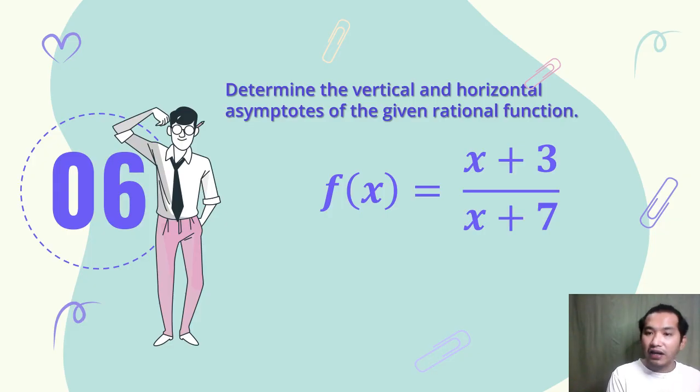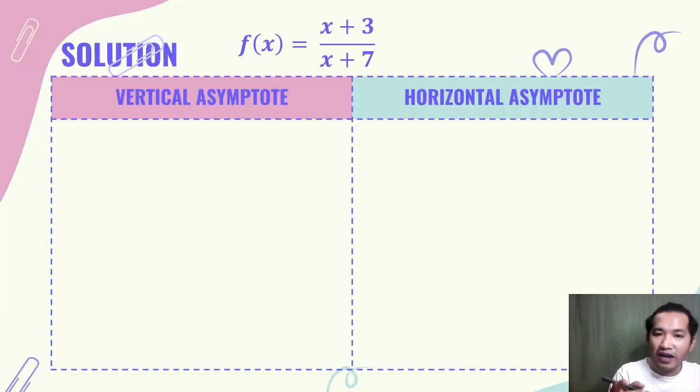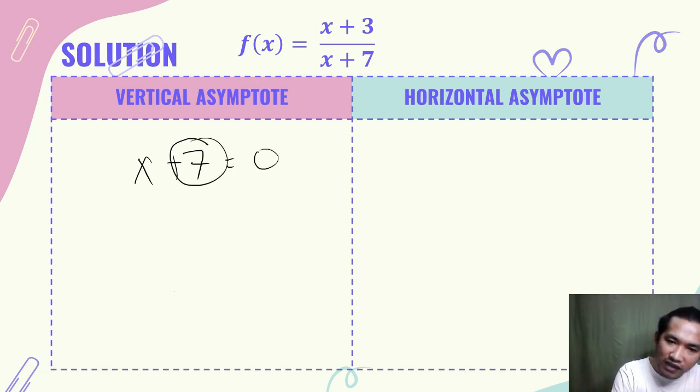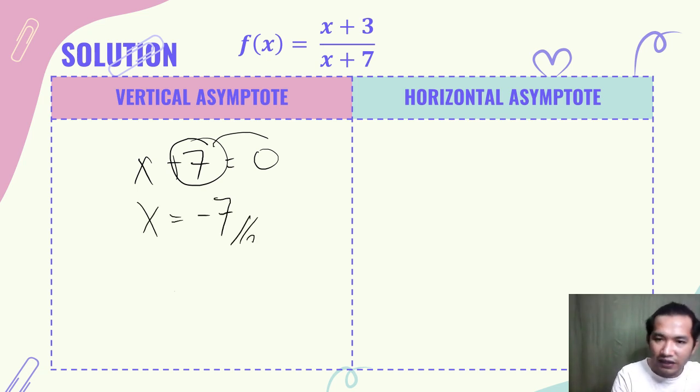Next, determine the vertical and horizontal asymptote of the given rational function, that is f of x is equal to x plus 3 over x plus 7. Let's solve first our vertical asymptote. To solve for the vertical asymptote, we will equate the denominator of our function to 0. That is x plus 7 is equal to 0. We will transpose positive 7 to the other side of our equation. x is equal to negative 7. That is our vertical asymptote.